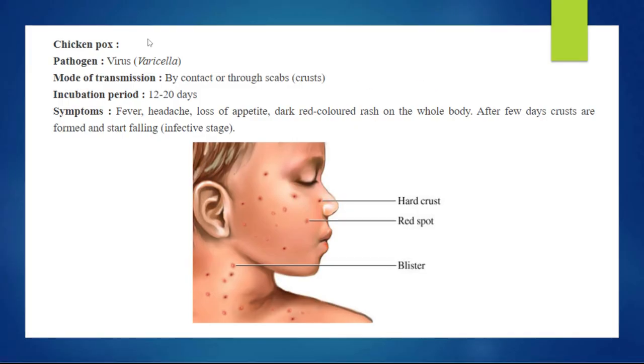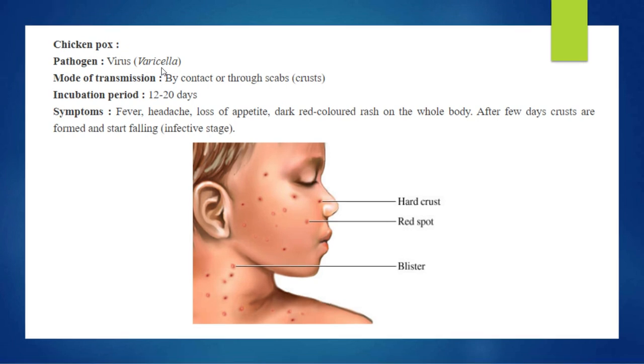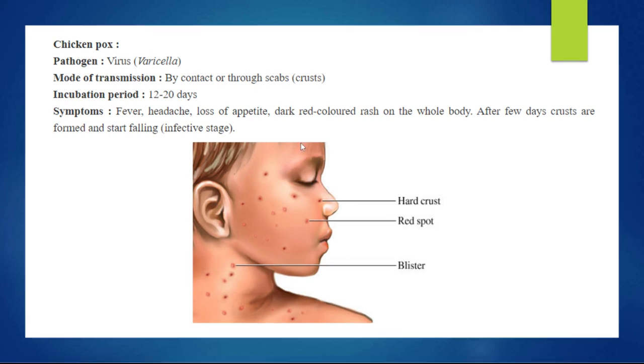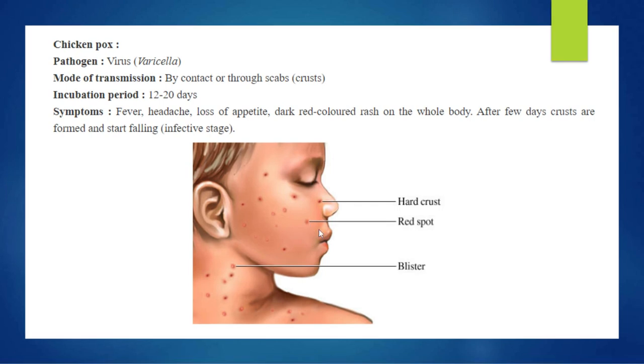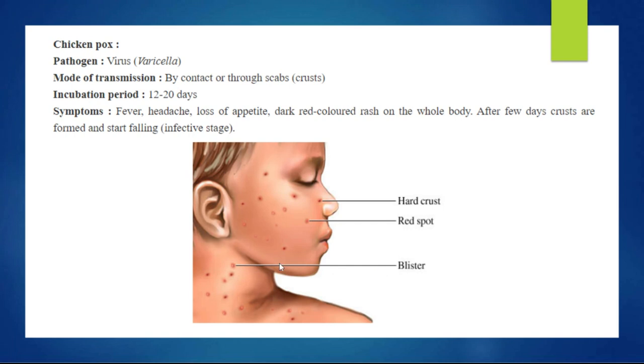Okay, let us see one by one. First we are going to see chickenpox. The virus name is varicella. Normally pox is a group of viruses belonging to different families: variola, varicella, rubella. So there are different families present in the pox virus. So the chickenpox, look at the diagram. You see there are some red spots present on the body. Okay, some blisters.